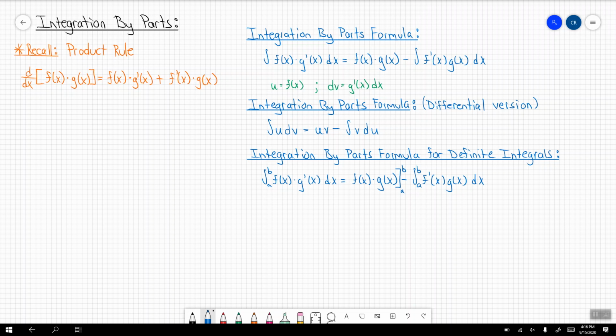Now, that product rule says that if we want to differentiate a function that's made up of a product of two functions, then what we have to do is take the derivative of the first function, multiply it by the second function, add that to the first function multiplied by the derivative of the second function. And since multiplication is commutative under addition, we can rewrite that in any way that we'd like, so long as we keep the terms together, in this case f of x times g prime of x plus f prime of x times g of x.